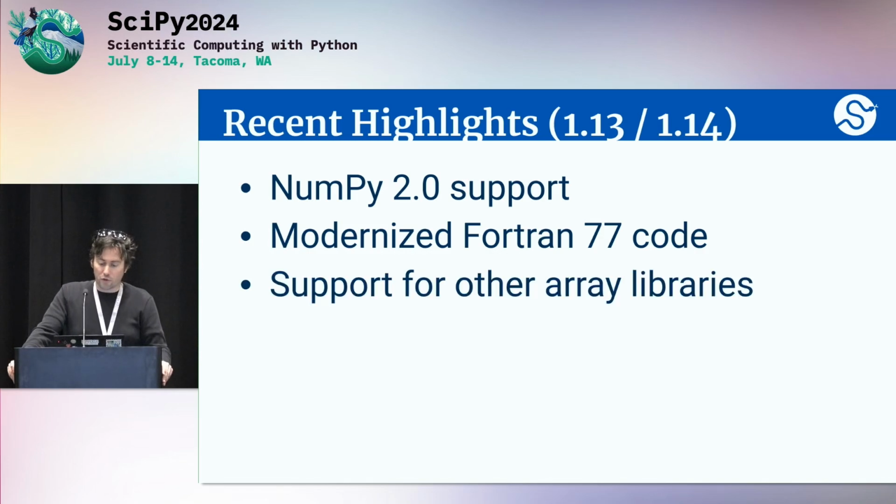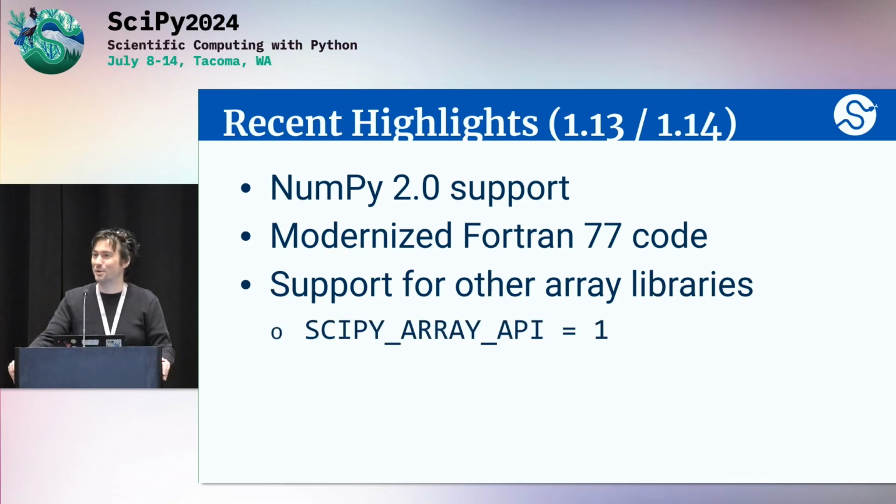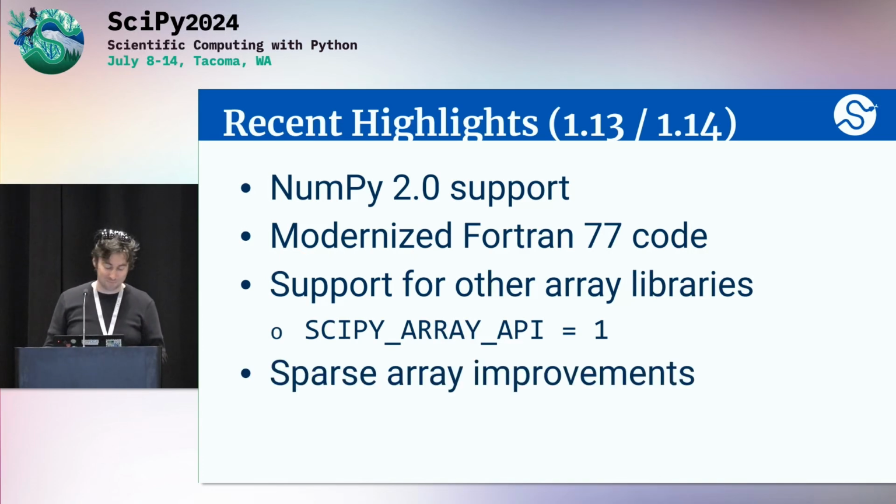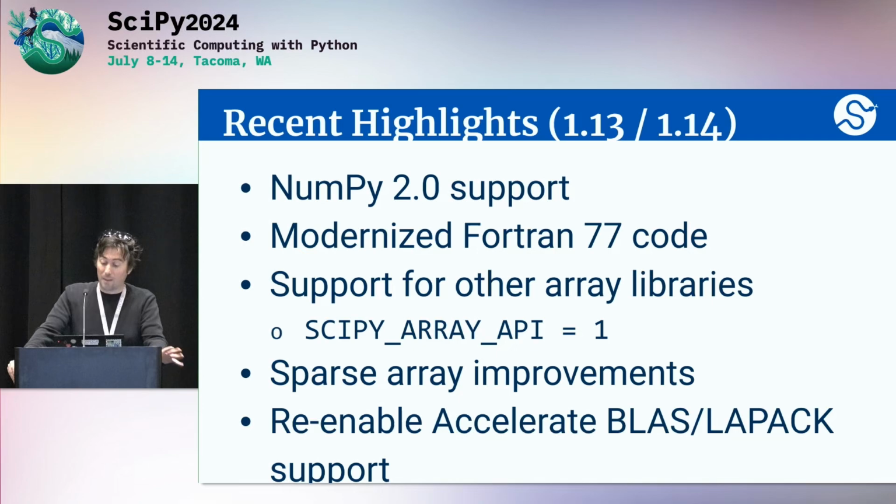We have support for other array libraries that is exposed through experimental environment variables. So if you want to try out SciPy with PyTorch or CuPy or JAX, then set SCIPY_ARRAY_API=1 as an environment variable, and you can try these things out. Note it's experimental, so please let us know what bugs you find. There's also been a lot of improvements towards sparse arrays, trying to transition away from sparse matrices, and most recently support for 1D sparse arrays. And we've re-enabled Apple's Accelerate BLAS and LAPACK library support.